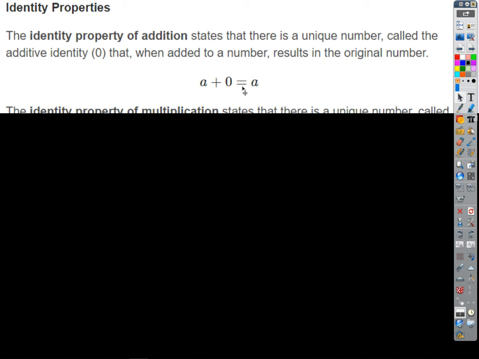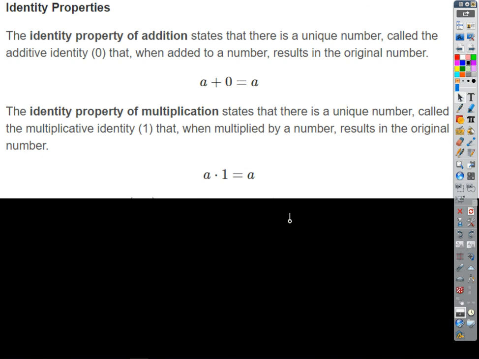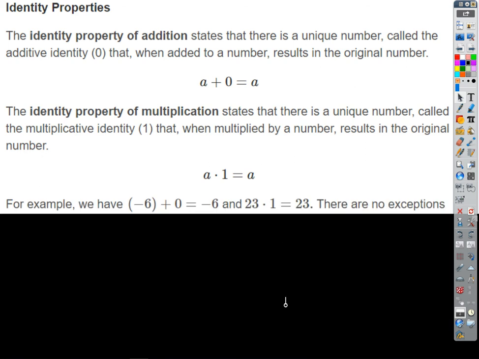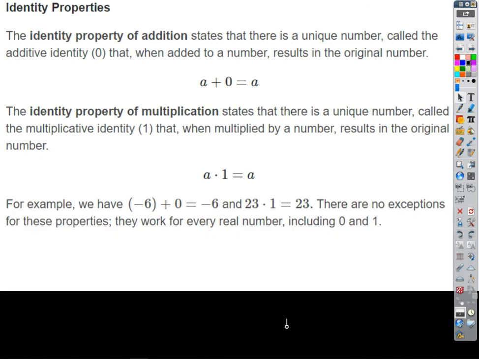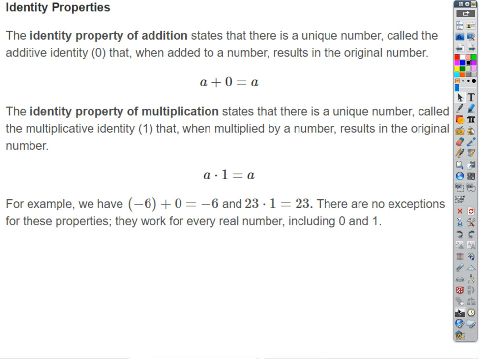Anytime I add 0 to something, I get back what I started with. That's the whole point. What would that number be for multiplication? 1. Okay, so we multiply by 1 and we get the same thing back. Good. Okay, so that's easy, but that's connected to, and it's easier to remember if you think about it this way.